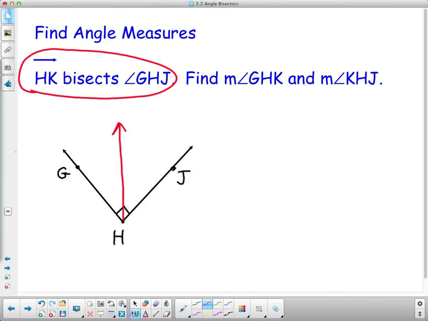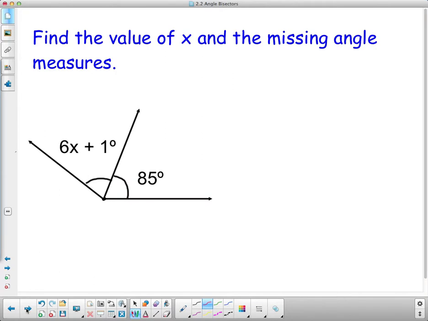If this thing is bisecting, so that this half and this half are the same, it would have to be 45 degrees and 45 degrees in order to get a 90-degree total if it's an angle bisector. Right, question on that one? Nope. Okay. Now be careful where the markings are, I guess.